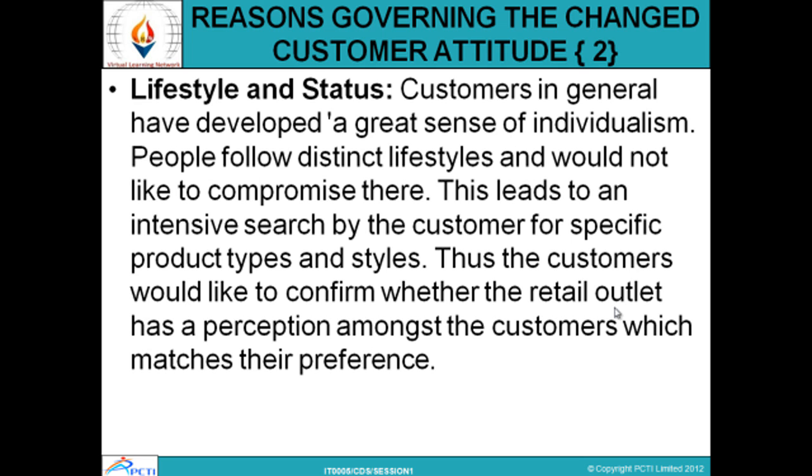Lifestyle and status. Customers in general have developed a great sense of individualism. People follow distinct lifestyles and would not like to compromise there. This leads to an intensive search by the customer for specific product types and styles. Thus, the customers would like to confirm whether the retail outlet has a perception amongst the customers which matches their preference or not.